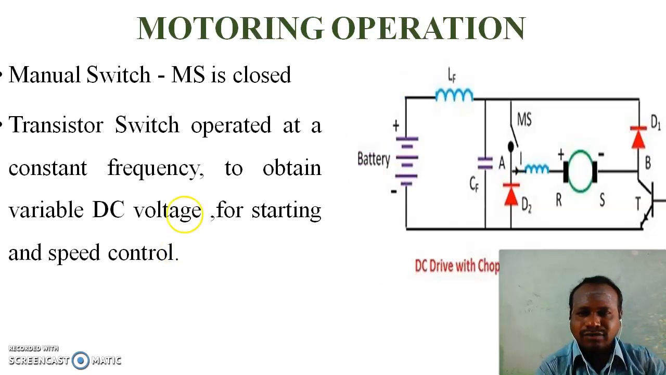Motoring operation. For the motoring operation, the manual switch MS is closed. With MS closed, the transistor switch is operated at a constant frequency to obtain the DC voltage for starting and speed control of the DC motor.